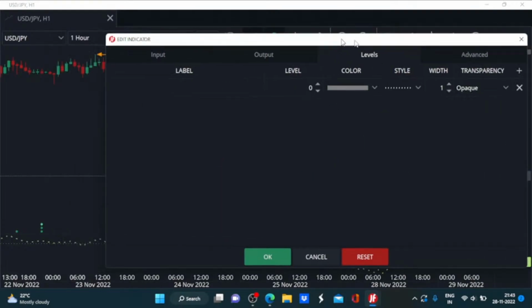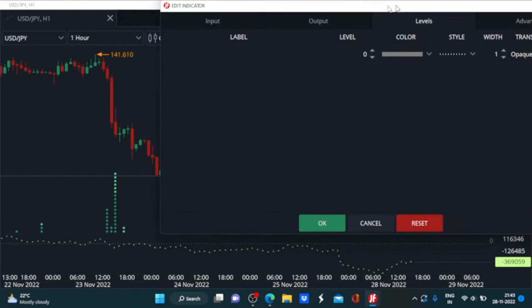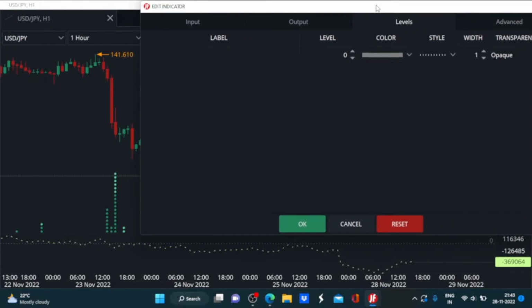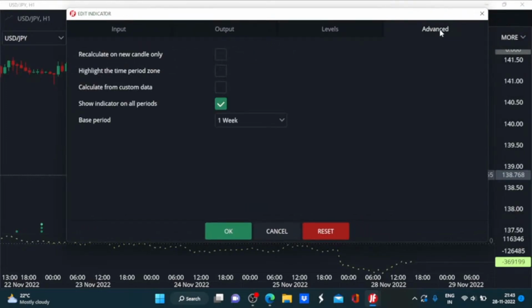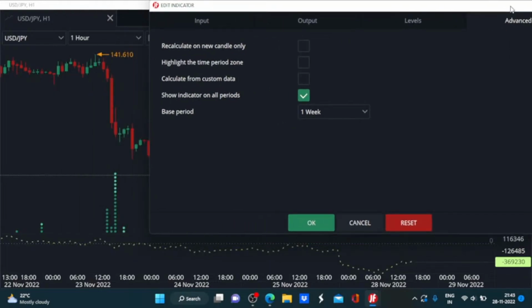Now, levels. We already have one level in place at 0, and since this is an unbounded indicator, it is very difficult to define other levels which we can reliably use. So for this indicator, I think 0 can be used as a critical marker, but apart from that, it will be very difficult to define any level which is going to help us significantly.